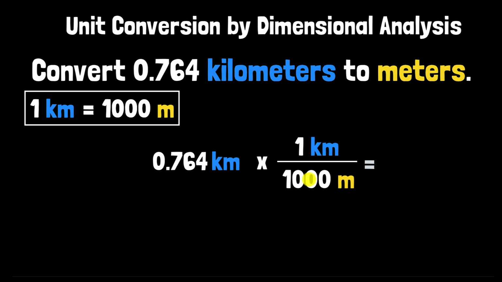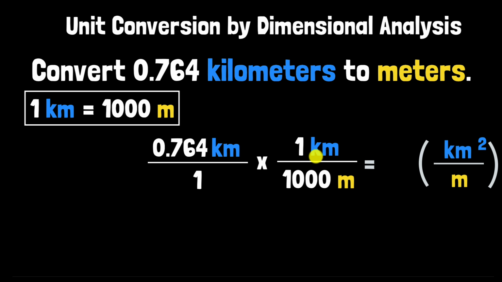But then comes the big question, which one do we use over here? Well, we use the one which is going to help us cancel kilometers and make sure you end up having meters in the numerator. So let's see if this one does that, okay? So if you look at the 0.764 kilometers, that's actually in the numerator because I can write that as that divided by 1. So if you look at it, does this help us in canceling the kilometers? No. The result would have units of kilometers square per meter, which is not what we want.